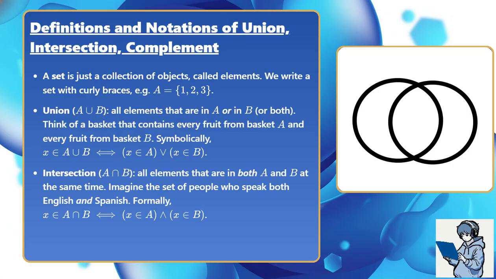Intersection, A ∩ B: all elements that are in both A and B at the same time. Imagine the set of people who speak both English and Spanish. Formally, x is in A ∩ B if and only if x is in A and x is in B.